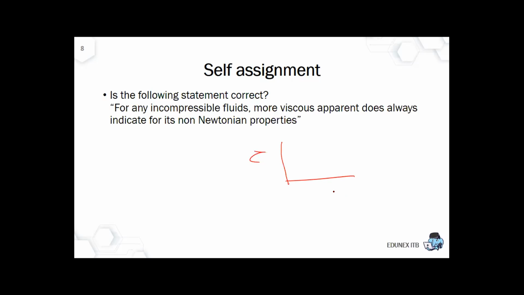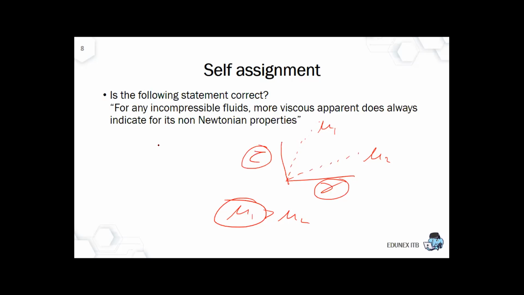Suppose we have this tau, and this is the gamma. If we have Newtonian fluids, it doesn't matter whether you have this type of viscosity or this type of viscosity, as long as the viscosity is predictable for any given shear rate. So mu1 and mu2, where mu1 is bigger than mu2, are still regarded as Newtonian.